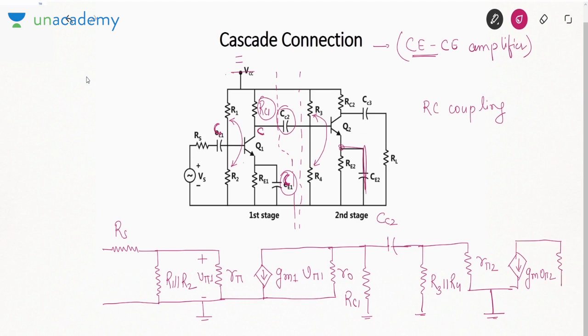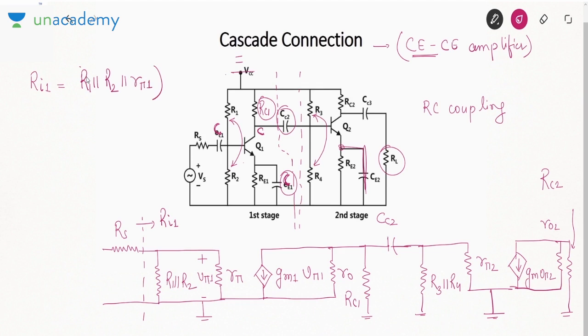Then we have a resistance R0 2 and finally RC2. This resistance is RC2. Also there will be one more resistance RL. Is it fine? So these are the resistances that are connected in this circuit. Now if I ask you the input resistance of the first stage RI1, the input resistance of first stage is actually equal to R1 parallel R2 parallel R pi 1.